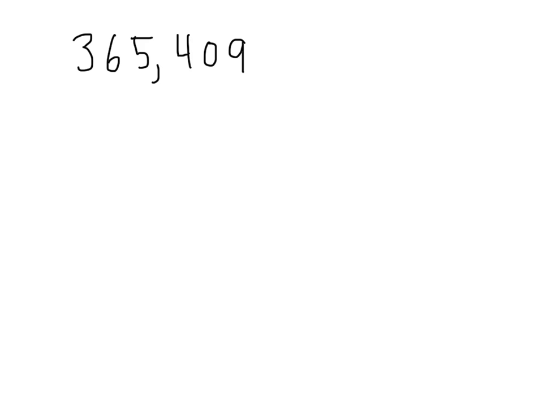The 9 gets no zeros. The 10s place gets 1 0 added. 4 gets 2 zeros. The thousands place gets 3 zeros. The 6 gets 4 zeros because it's in the 10,000s place, and the 3 gets 5 zeros because it's in the 100,000s place. So that is our stair step or our triangle method, and all we need to do to make that the expanded form is to write it out.